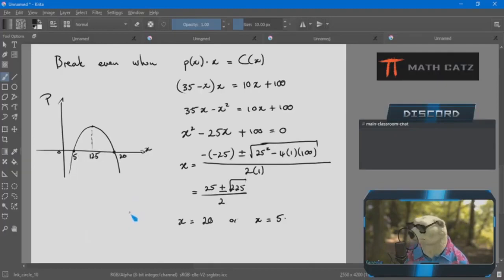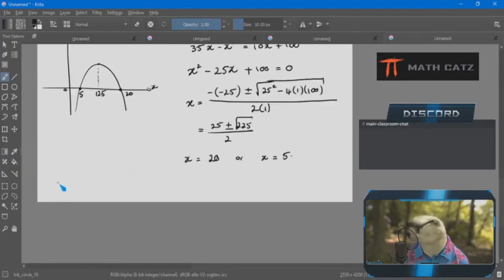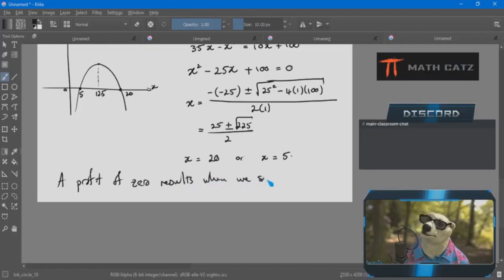Oopsie. Ooh, just enough space. Let's say like this, a profit of 0 results when we sell 20 or 5 items. There we go. Or a similar sentence. Hopefully you get the idea.